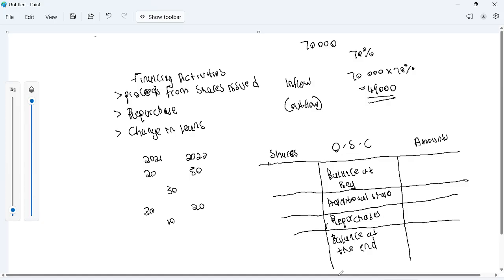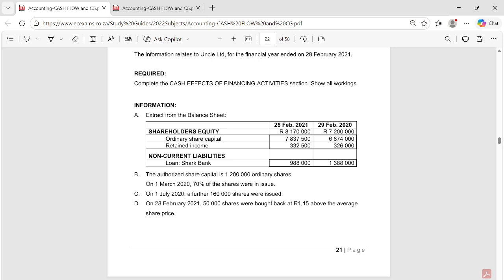Okay, so let's read the information here. It relates to Anchor Ltd for the financial year ended 28 February. Complete the financing activities. So this is our current financial period, 2021, and last year is 2020. We have our ordinary share capital, which is 6,874,000, and here 7,837,500, so there was an increase in shares.